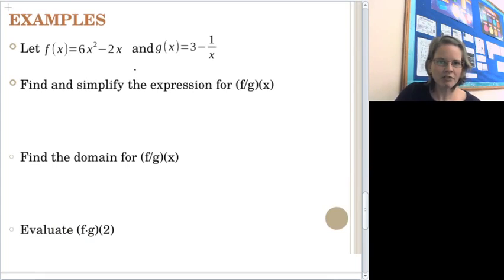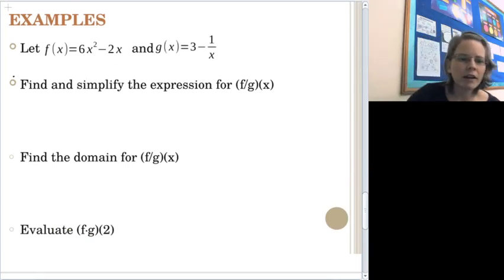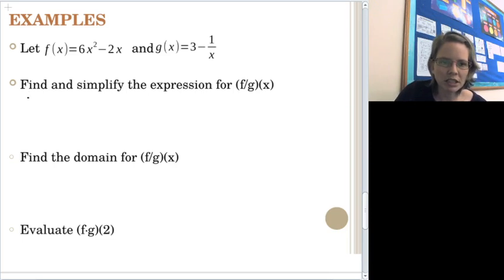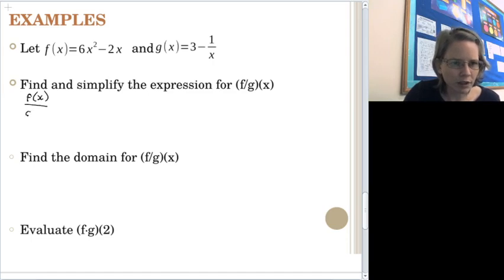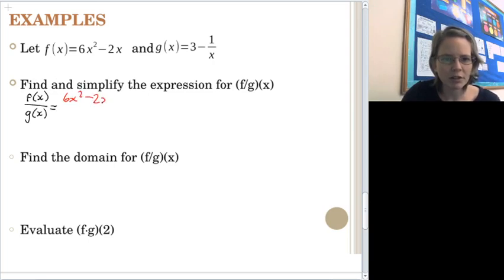So we've got our same friendly functions f and g, and we're going to find some new functions. It says find and simplify the expression for f slash g of x. Remember that that's equal to f of x over g of x. So on the top, I'm going to substitute in my formula for f, which is 6x squared minus 2x. And on the bottom, I'm going to substitute in my formula for g, my 3 minus 1 over x.